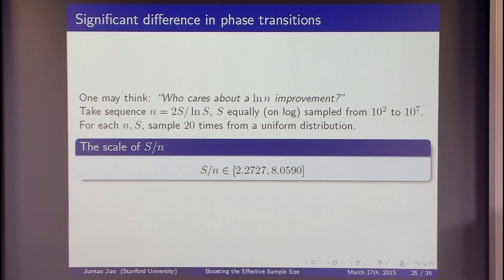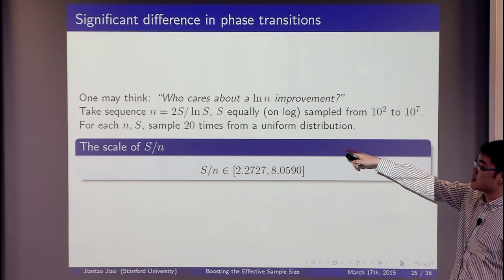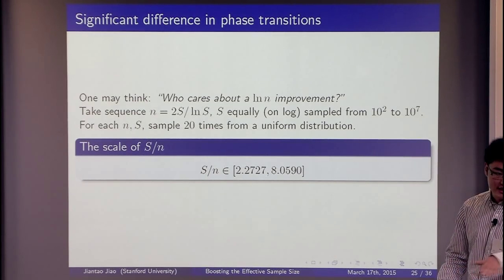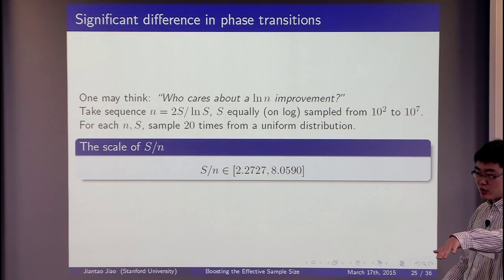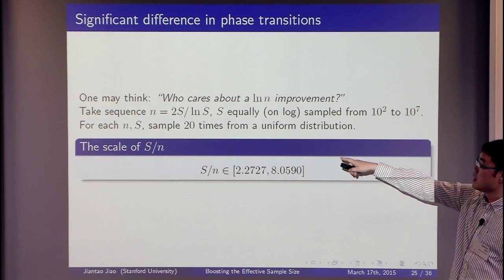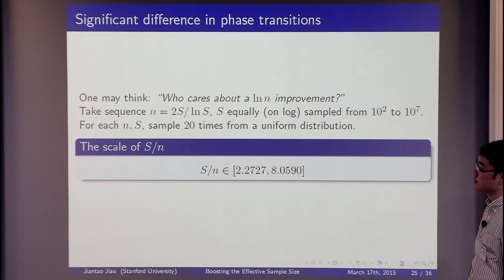Some people also ask us: we don't really care about logarithmic improvement. It seems cool in theory, but it doesn't really make sense in practice. We want to show you it's actually not the case, because we haven't talked about the constants. We take the sequence n equal to 2s over log s, because we know for entropy estimation, s over log s is the threshold, the right scaling. We take s equally sampled from 10^2 to 10^7. For each n and s, we sample 20 times from the uniform distribution.